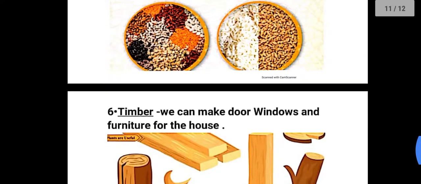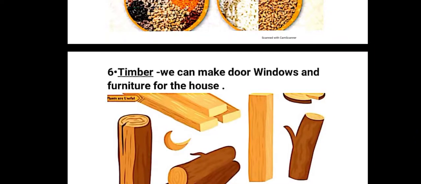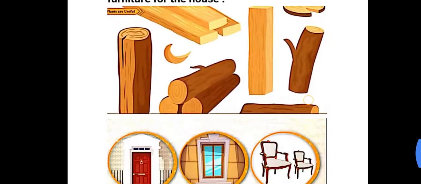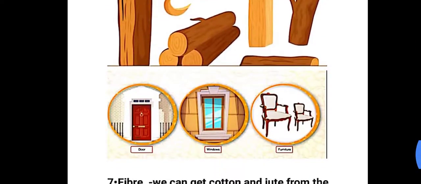Now the next point is timber. We can make doors, windows, furniture for the house from the wood. See, here the picture is given. Doors, windows and furniture, all these things are made from the wood.